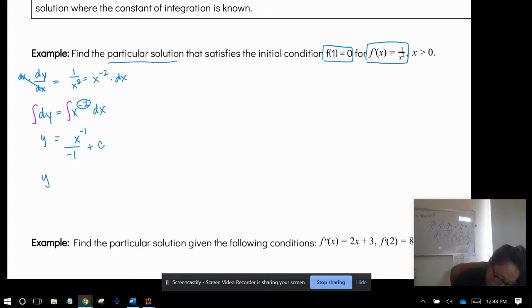So I have y is equal to negative 1 over x plus C. And instead of y, we call that f of x, okay? All right, so I am going to show you what this looks like on Desmos.